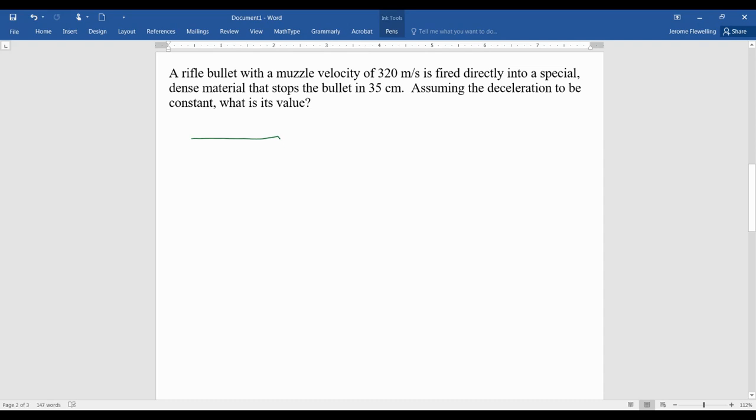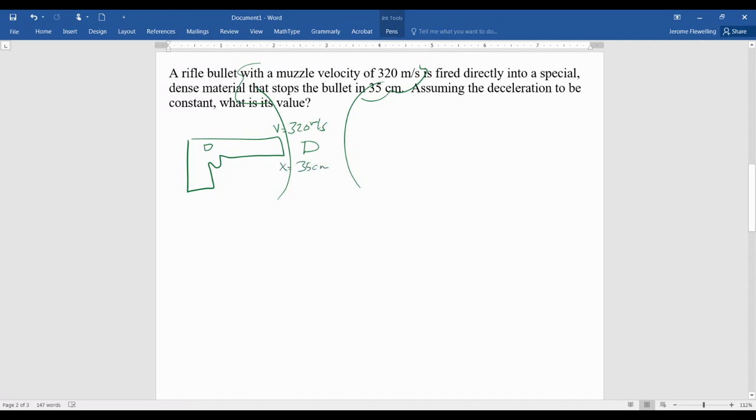Okay, so here is our gun. Here is the bullet in here. So the velocity right here as it comes out the end of the gun is going to be 320 meters per second. And from there, maybe you shoot it straight into a huge tree so that the bullet stops in a displacement of 35 centimeters.